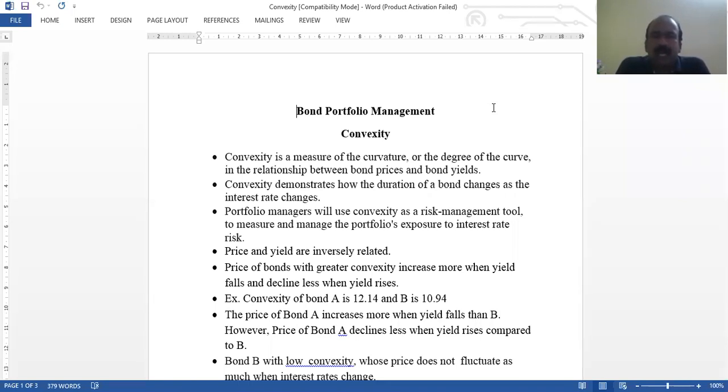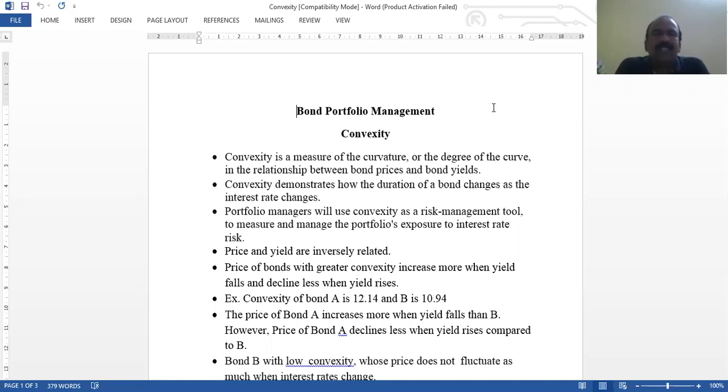Convexity demonstrates how the duration of a bond changes as the interest rate changes. It looks at how the duration of the bond changes in relation to the interest rate changes, in relation to the yield. Managers of different companies who are managing the portfolio will use convexity as a risk management tool to measure and manage the portfolio's exposure to interest rate risk.